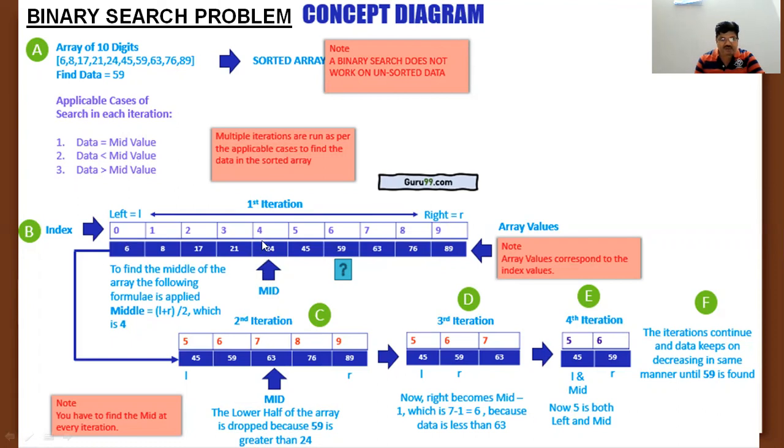Middle element is at index 4. Now we need to find which element? We need to find the element 59. To find the middle element of the array at the beginning, we follow middle is equal to L plus R by 2, which is 4. So this is the first iteration.